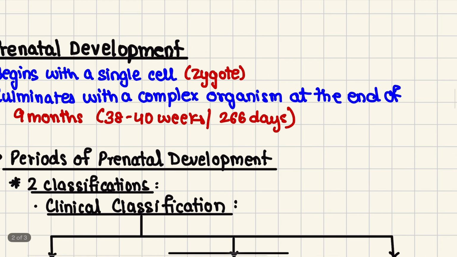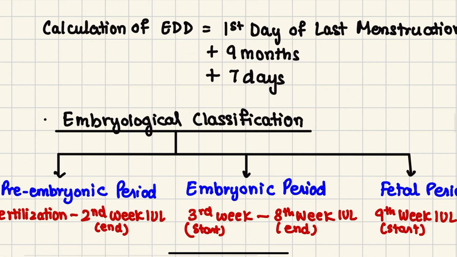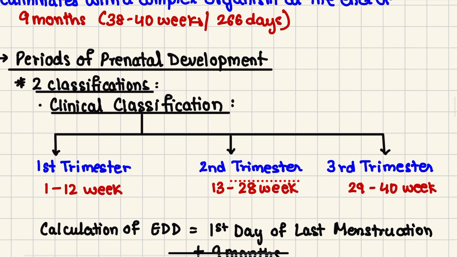There are different periods of prenatal development. There are two major classifications, which include one, the clinical classification, and the other, the embryological classification. We'll come to the clinical classification first. This is very important when you come to your clinical studies, right? So the clinical classification includes the first trimester, the second trimester, and the third trimester. Very commonly used words, because this is something you use on a day-to-day basis as well.